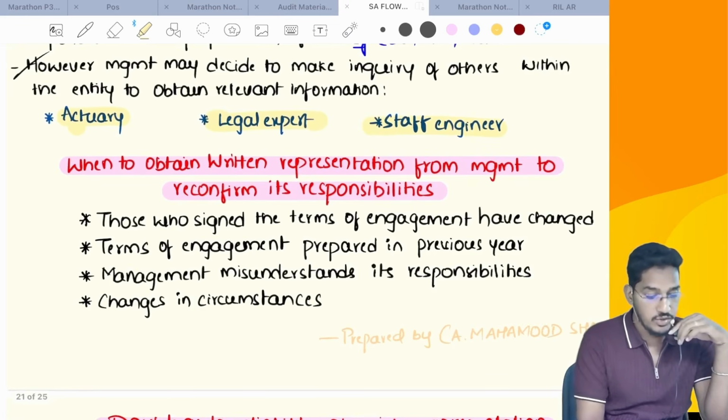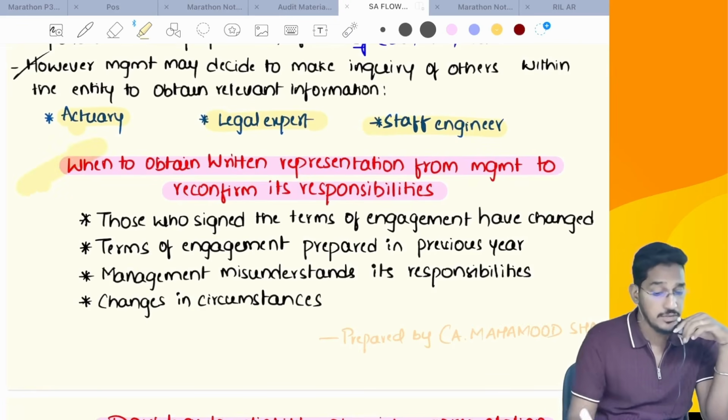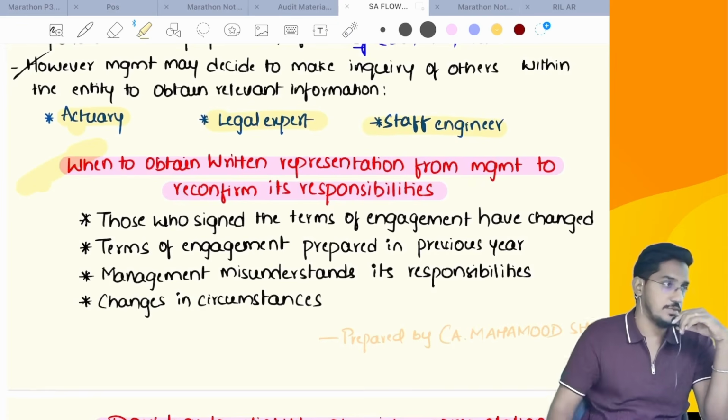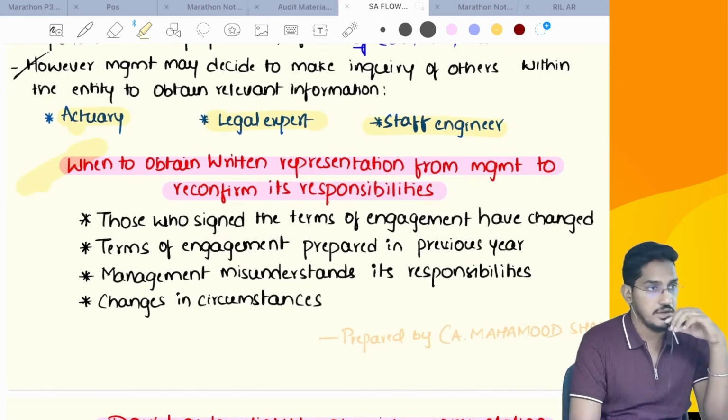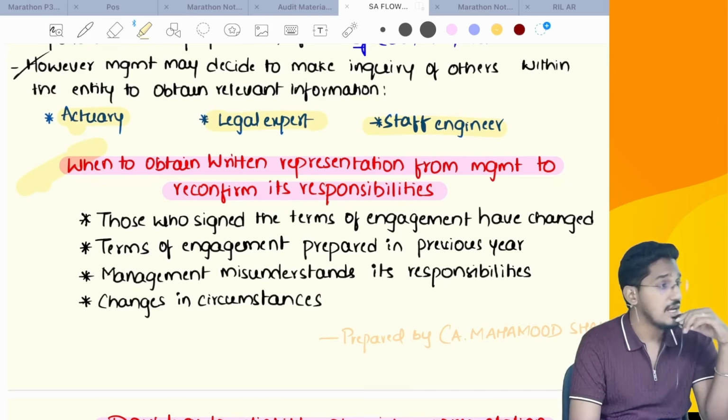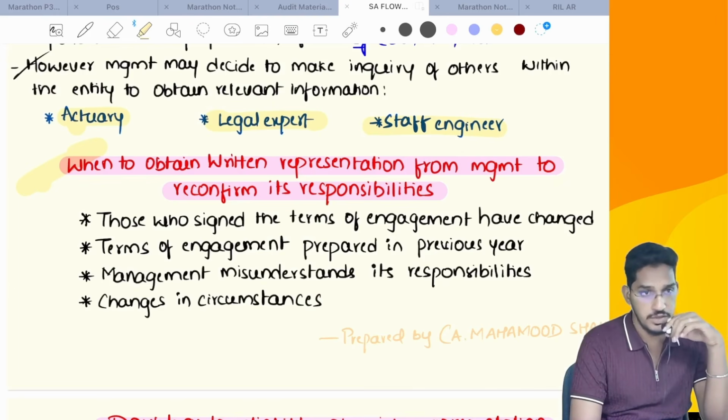Next, when to obtain written representation from management to reconfirm its responsibilities. See, generally what I will do is at the beginning of the audit, from the management, I will take written representation regarding two important things. What are they? That the management will fulfill their responsibilities regarding preparation of financial statements and completeness of information provided to the auditor. At the beginning, I will get that written representation.